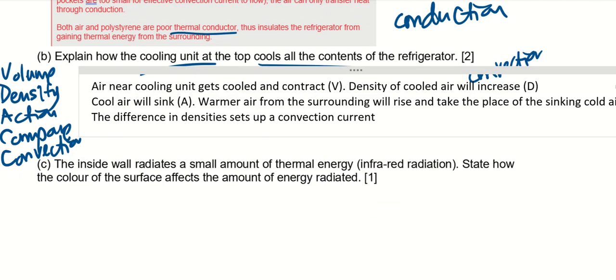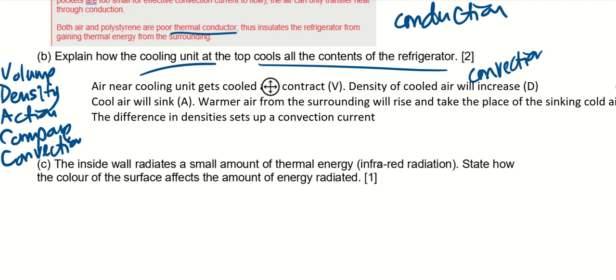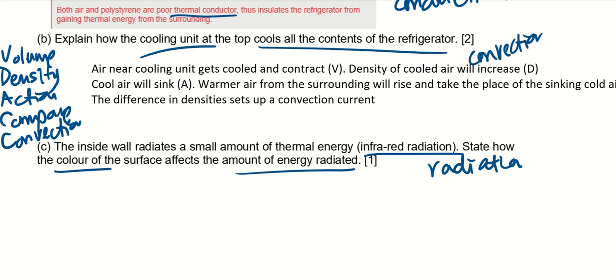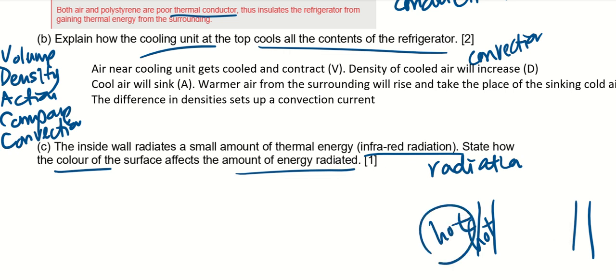Okay, part C, the inside wall radiates a small amount of thermal energy, infrared radiation. State how the color affects the amount of energy radiated. As the question already says, talk about radiation. Then you must ask yourself, where is it hotter? The walls will definitely be hotter than the contents. Okay, so here will be hot, right? Because it is in contact with the outer surrounding. Within the fridge, confirm it is cold.